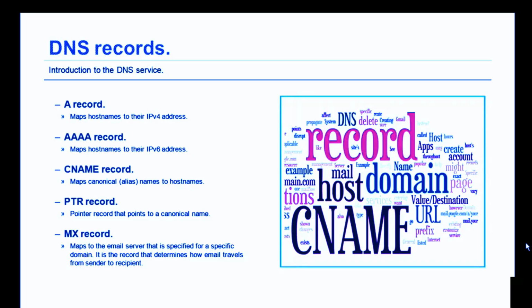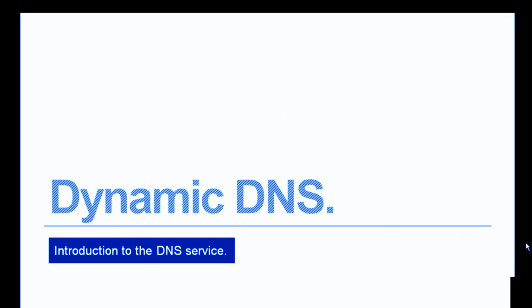And finally, we have the MX record. This record maps to the email server that is specified for a specific domain. It is the record that determines how email travels from sender to recipient. And now let's move on to dynamic DNS.